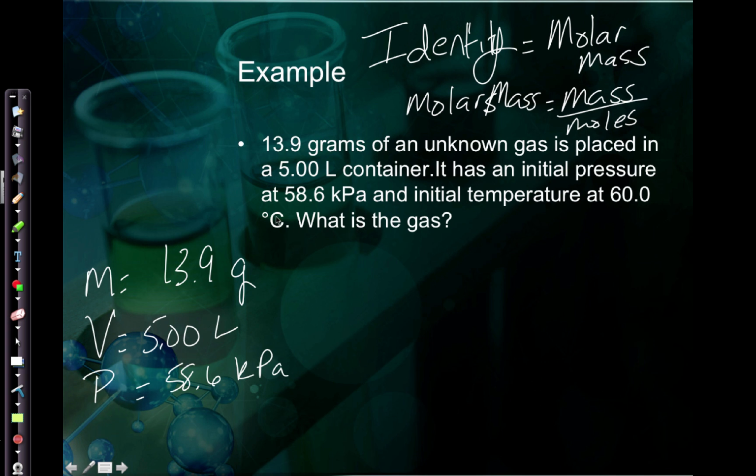I also know that the temperature is 60 degrees Celsius. And again, it says initial, but that doesn't matter in this case because it's not giving us a new anything. So that's the information given to us. If I want molar mass, which ultimately gives me the identity, I need moles. So I need to know what n is. I have P, V, and T, so I can use the ideal gas law to figure that out.